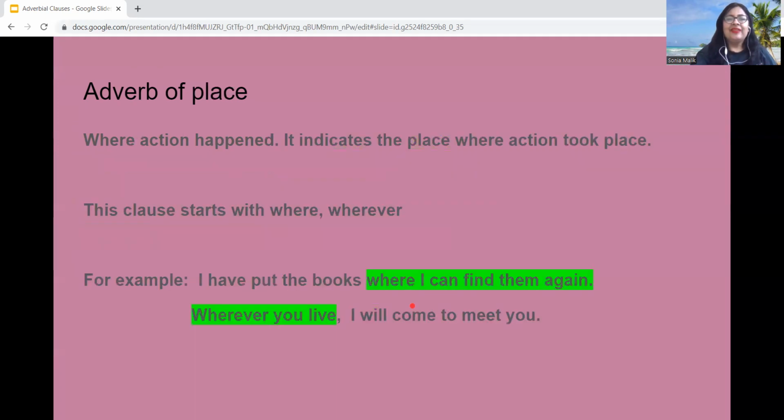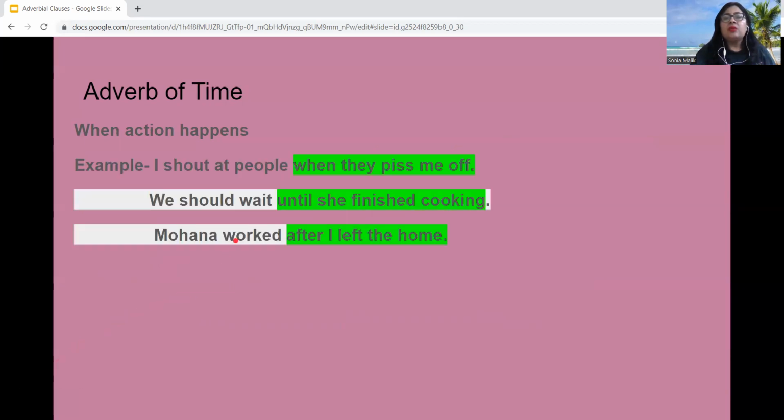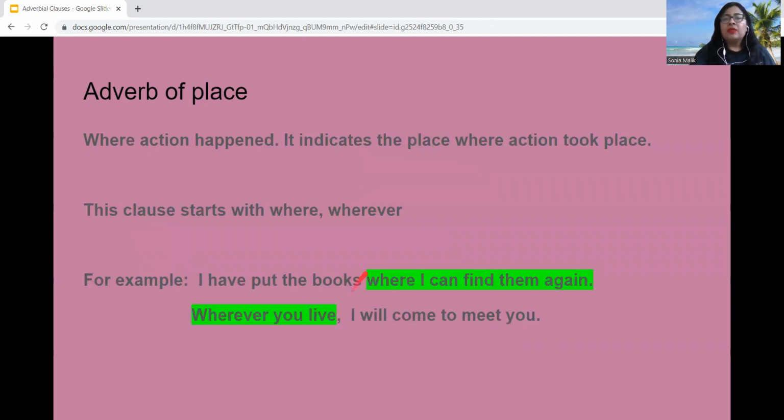Very easy. Then comes the place. The action is happening, but where did it happen? When you get the answer of place, that is the adverbial clause of place. Here it will start with these keywords. Like when we did time, the keywords were when, until, after. But when we are talking about place, it will be where, wherever.